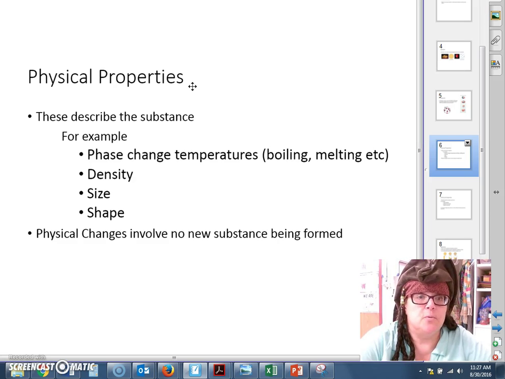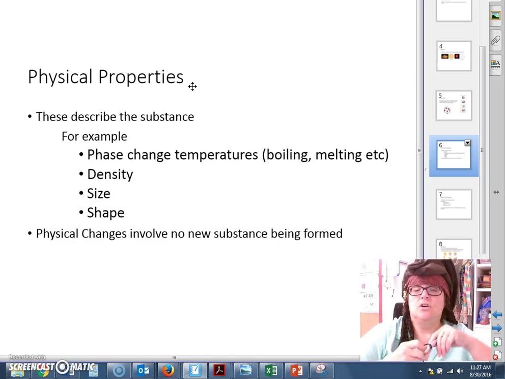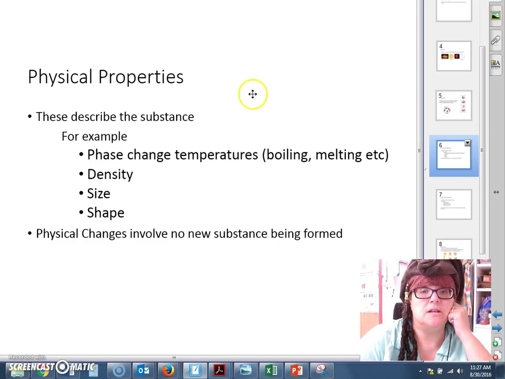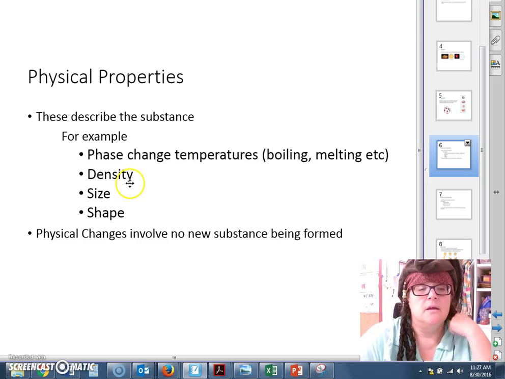Other physical properties, phase change. We just talked about phase change. We talked about boiling. Let's talk about freezing. Freezing is a phase change. Okay, things freeze at certain temperatures. Melting, same temperature as freezing point. Condensation, also same temperature as the boiling point.